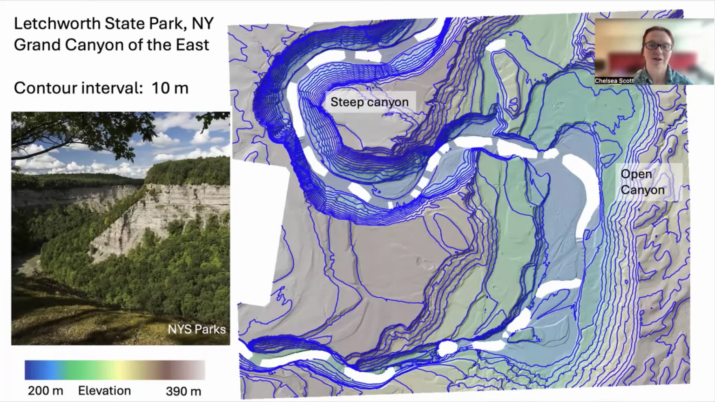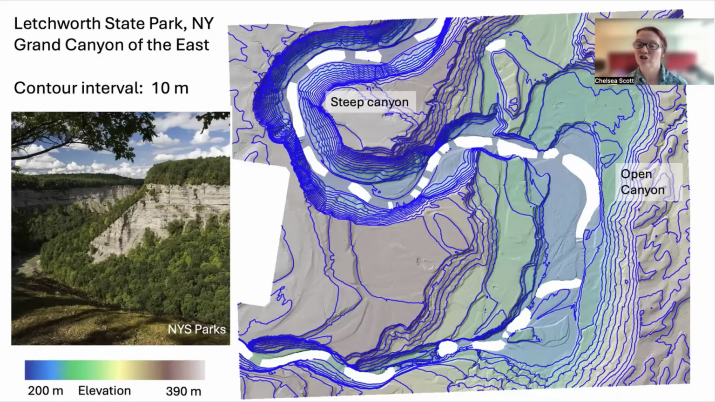All right, next example is we are looking at the Letchworth State Park in New York, and this is commonly called the Grand Canyon of the East. And here is a picture of what it looks like, so you can see that structure of the canyon. Here are the contour lines. They are plotted with a 10-meter interval, and the elevation is shown here from 200 to 390 meters.